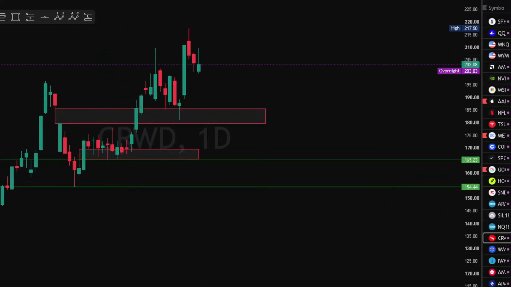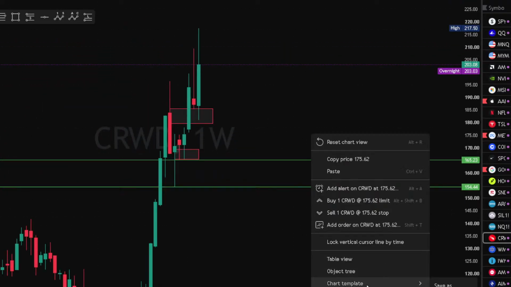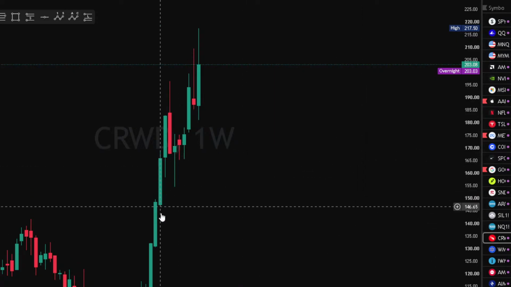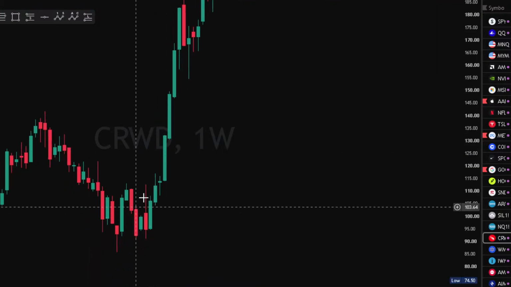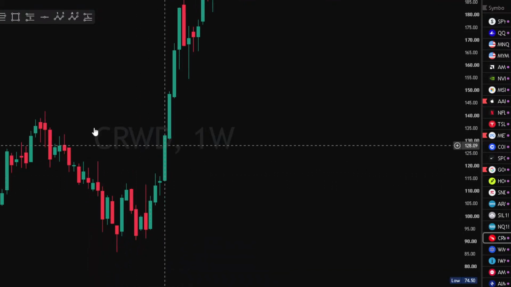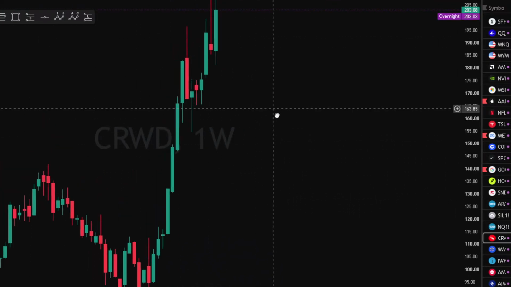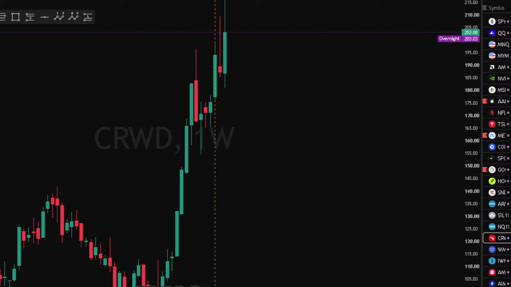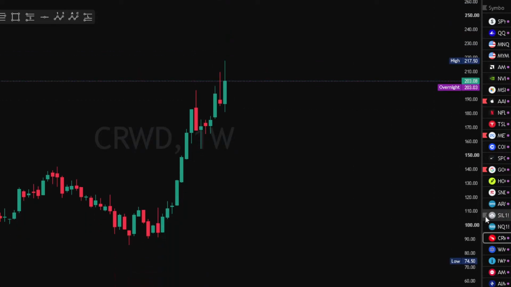CrowdStrike weekly. Y'all know I love CrowdStrike. But it started getting out of hand. I'm gonna be honest. Contracts started costing way too much right here. When it started breaking out of here, contracts started costing way too much for the dang CrowdStrike. Luckily, they did a stock split to help out the contract. They did a stock split July 2nd.